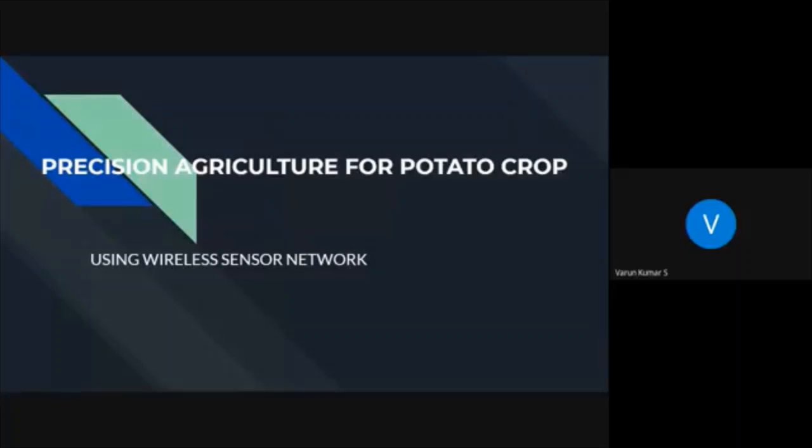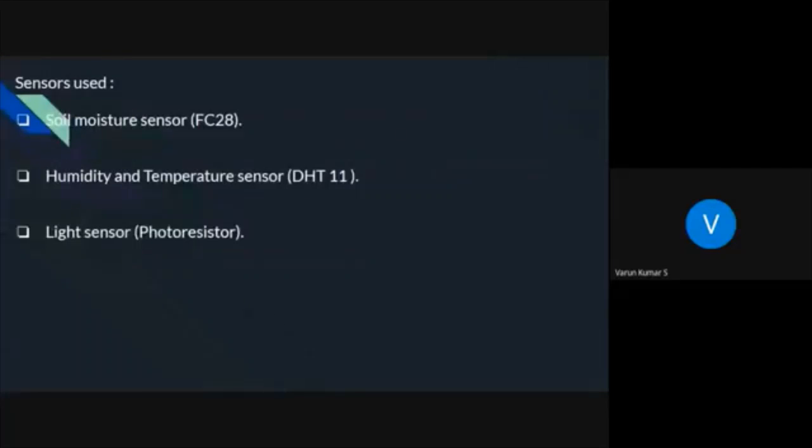Our project is on precision agriculture for potato crop using wireless sensor-based network. Sensors we used are soil moisture sensor, which is FC28, humidity and temperature sensor, DHT11, and light sensor, for which we used a photoresistor. So why are we considering these parameters in our project?